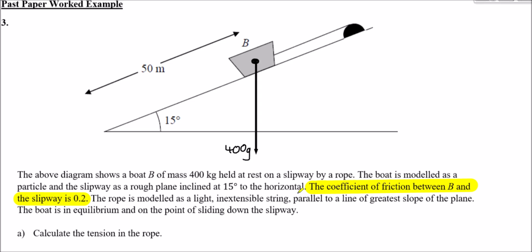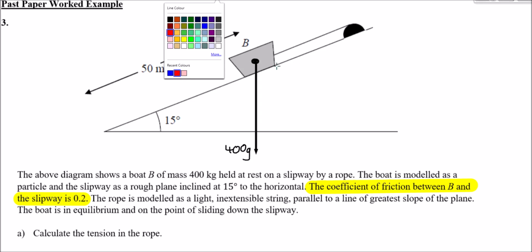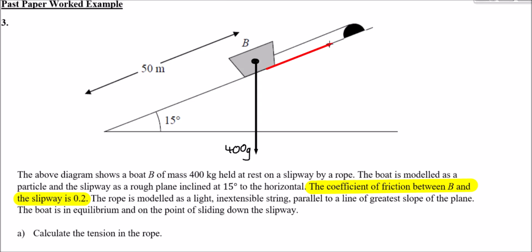The rope is modelled as a light, inextensible string parallel to a line of greatest slope of the plane. It's in equilibrium and on the point of sliding down the slipway. So it's about to slide down. That means there's going to be friction, which will be at its maximum because it's just about to slide down. So the friction is going to be limiting and at its maximum. Friction always acts to resist the tendency of motion. So in this case, the friction will be acting up the slope here, and I'm going to label this as F max going up.